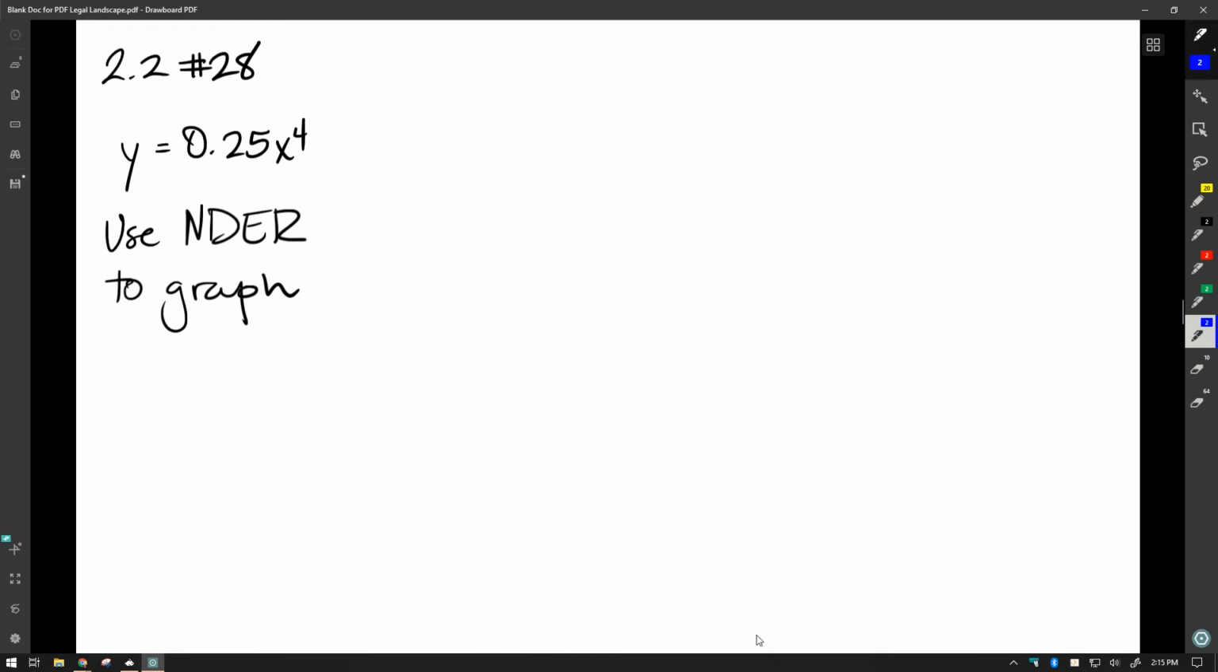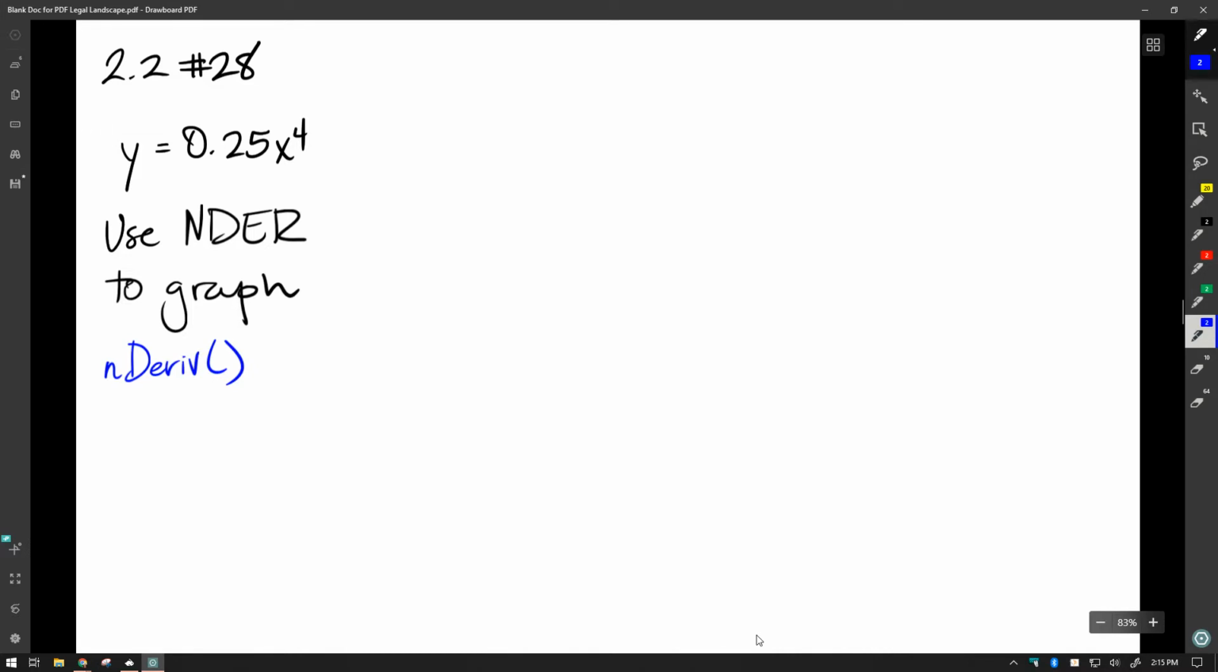This is 28 from 2.2. We have a function y equals 0.25x to the fourth, and we'd like to use nDeriv, the numerical derivative, to graph. And we remember that in the graphing calculators, this is known as nDeriv.